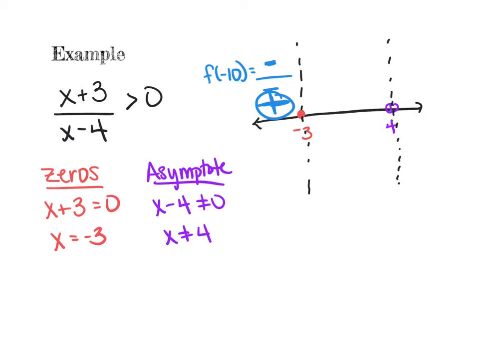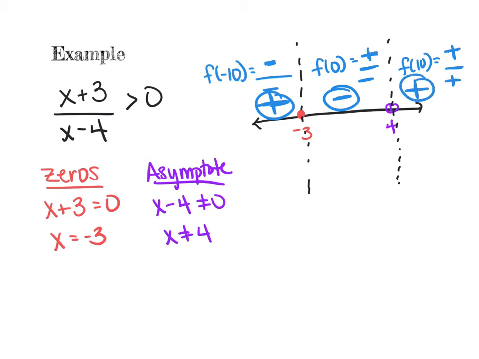I do the same thing here. Pick a value between negative 3 and 4. An easy value to pick there is going to be 0. So if I evaluate f of 0, 0 plus 3 is positive. 0 minus 4 is negative. So now I'm dividing a positive by a negative, and I get a negative sign there. So everything there is below. And then the last one, I'm going to pick a value greater than 4, and I'll do f of 10. 10 plus 3 is positive. 10 minus 4 is also positive. So everything in this interval is also going to be positive.